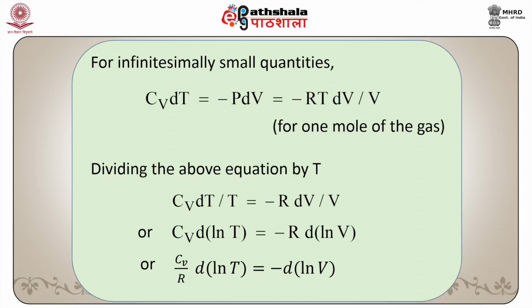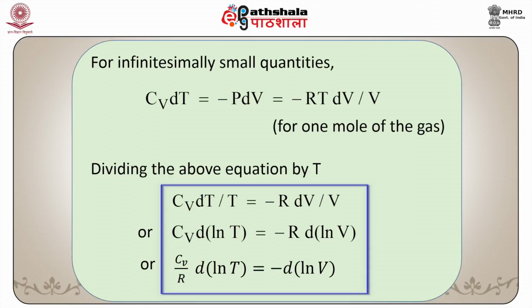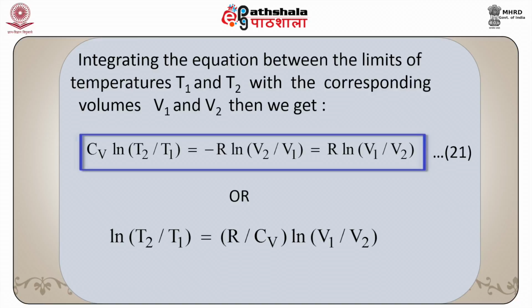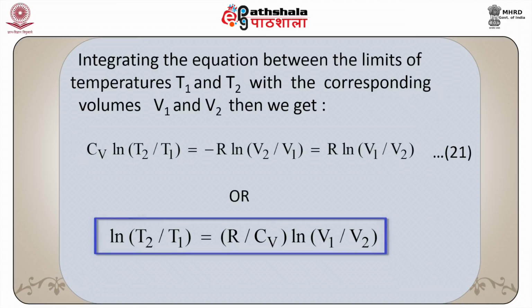If we divide the above equation by T, we get Cv dT by T is equal to minus R dV by V, or Cv d ln T is equal to minus R d ln V, or Cv by R d ln T is equal to minus d ln V. Integrating this equation between the limits of temperature T1 and T2 with the corresponding volumes V1 and V2, we get Cv ln T2 by T1 is equal to minus R ln V2 by V1 is equal to R ln V1 by V2, or ln T2 by T1 is equal to R by Cv ln V1 by V2.